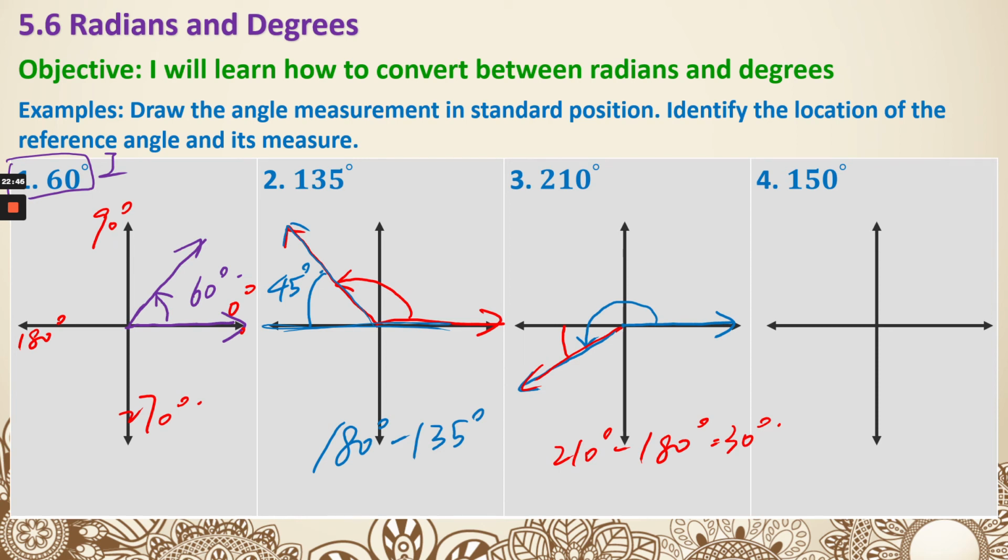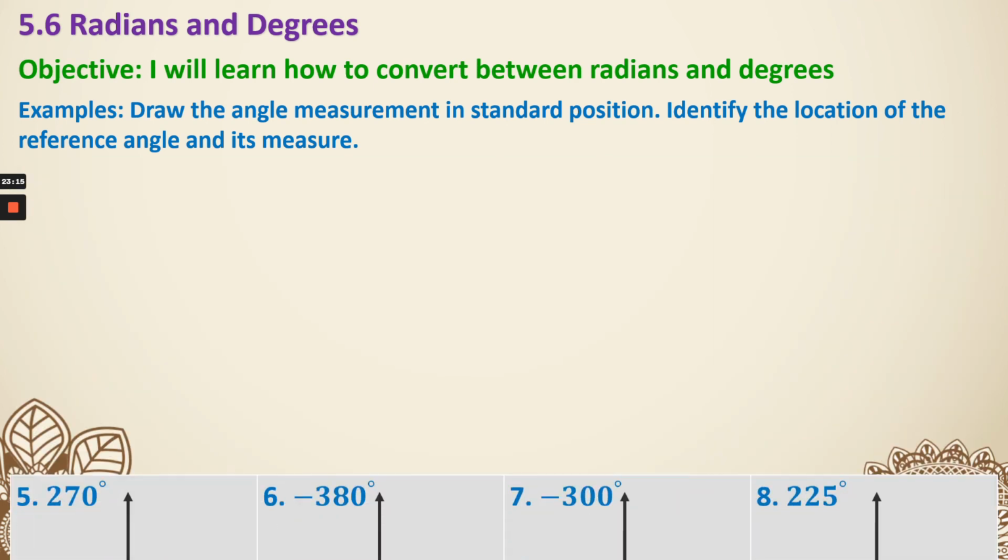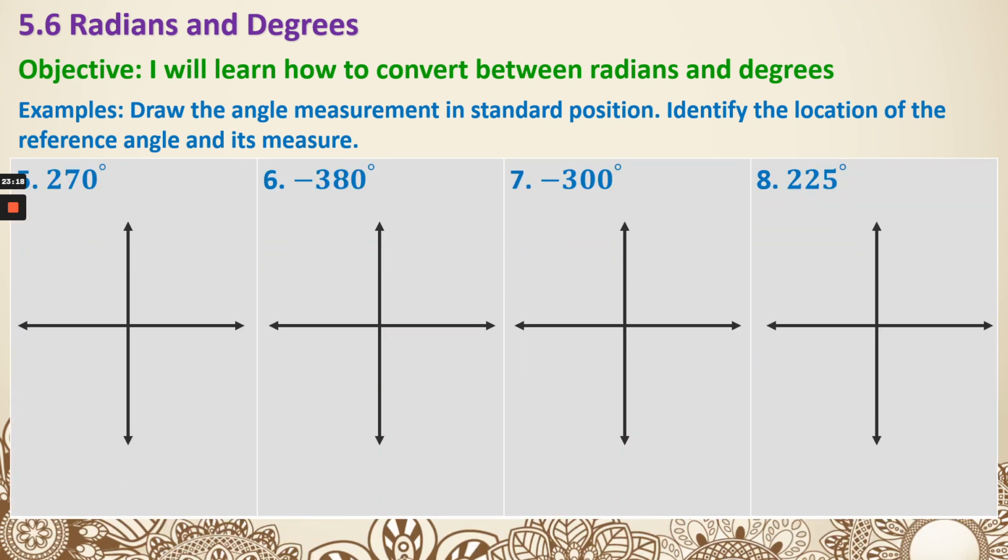Number 4, 150. That's between 90 and 180. So it's around here. And this is the actual angle that we are using. And clearly, we can find the reference angle with the x-axis right there. 180 minus 135 is 25. Well, not 25 actually. It's 45 degrees. Okay. More.